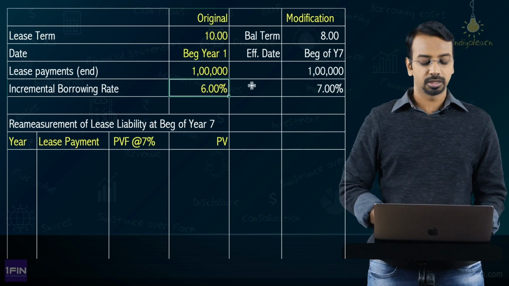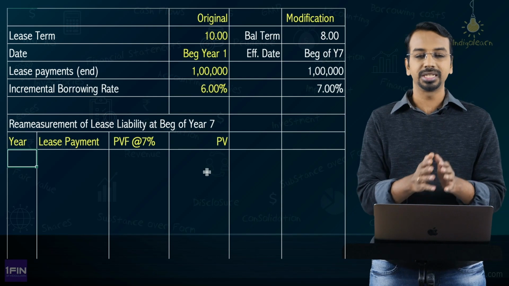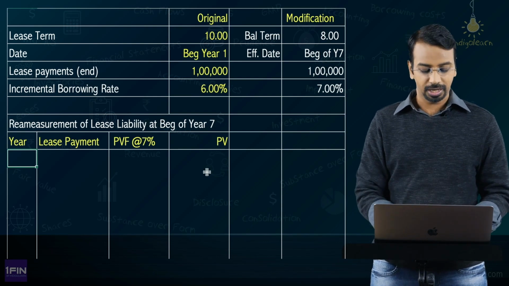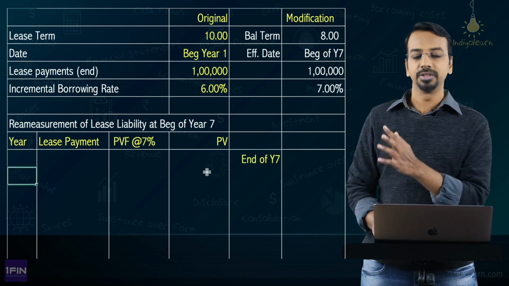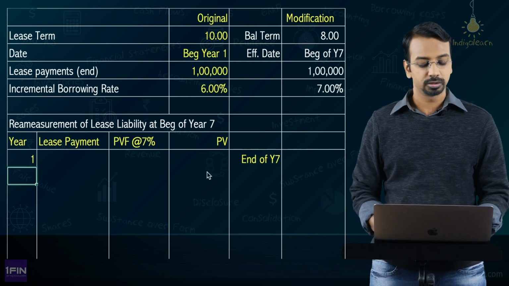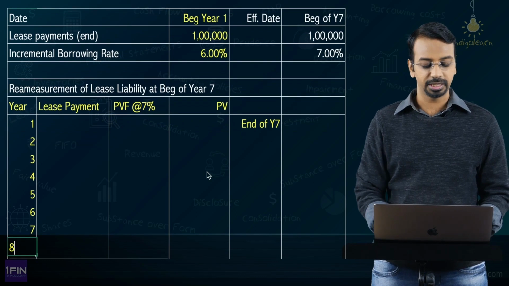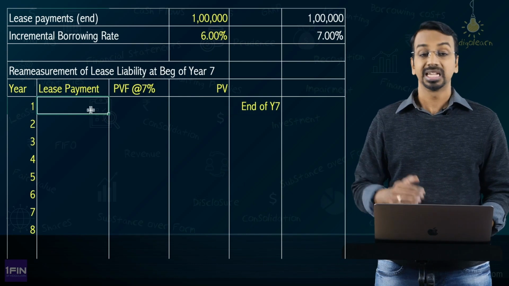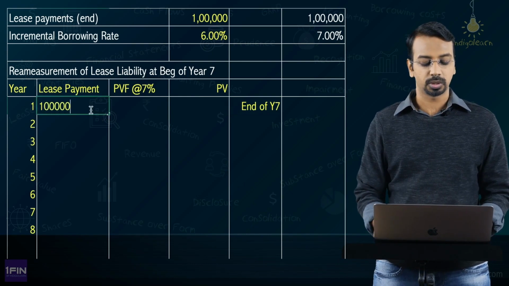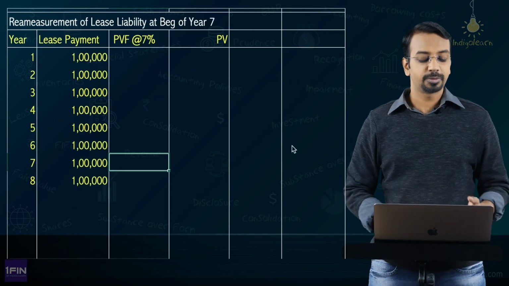Now, after the modification, at the beginning of year 7, what will be the revised lease liability? If you see, when you consider the beginning of year 7, you have to make payments from the end of year 7, and so on at the end of every year. I will denote it by 1, 2, 3, 4, 5, 6, 7 and 8. You have 8 payments. You can just continue this 7, 8, 9, 10, 11, 12, and you will get up to 14. How much is the lease payment? 1 lakh. So every period you have 1 lakh of lease payment.